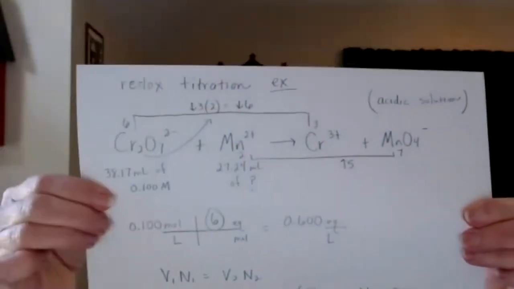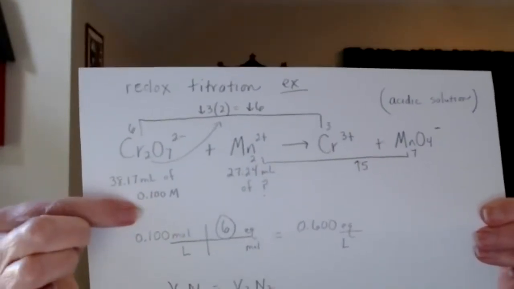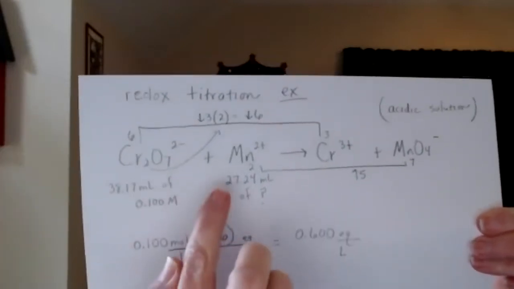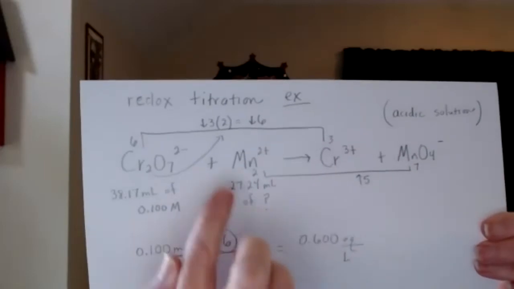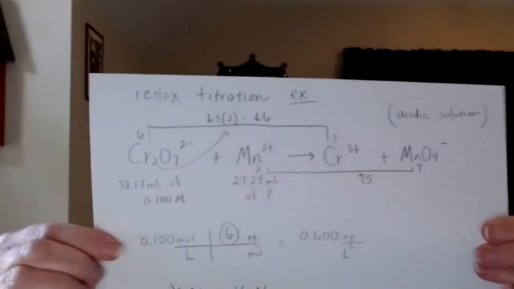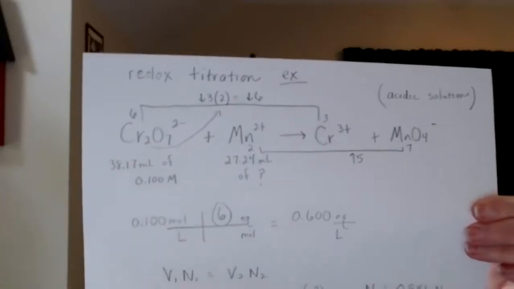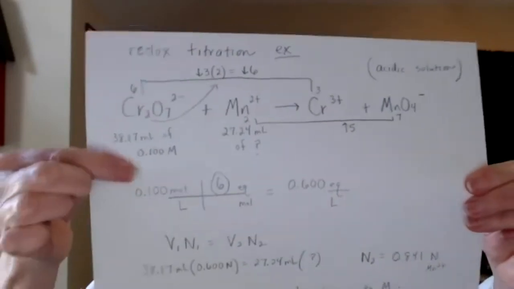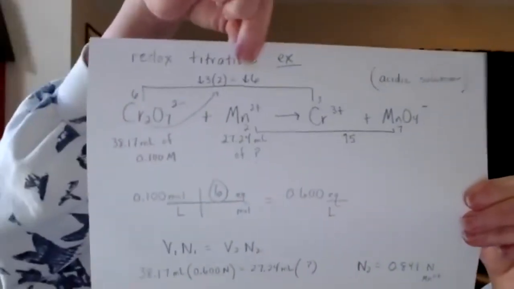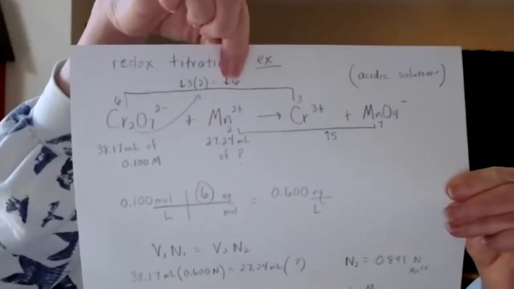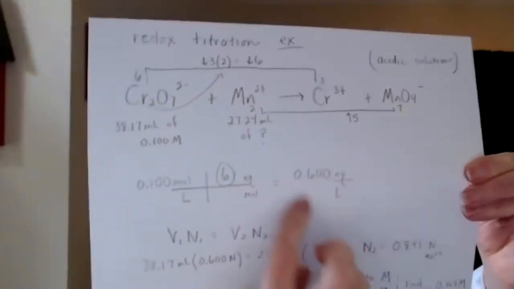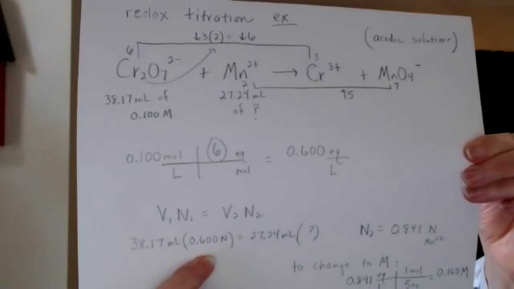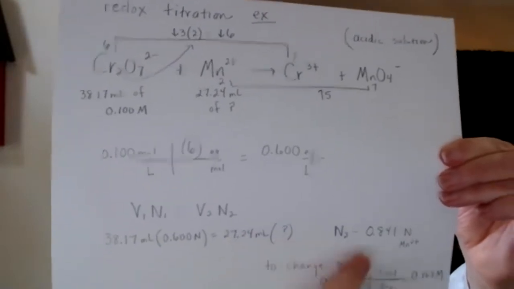It's a made-up problem. If I have a volume of 0.100 molar of this dichromate ion solution, and I have a different volume, but I don't know the concentration of this manganese solution, to use this formula I would take my 0.100 molar, multiply by 6, that's the equivalents per mole, to get my new normality. So look, V times N equals V times N, and we're going to solve for N.